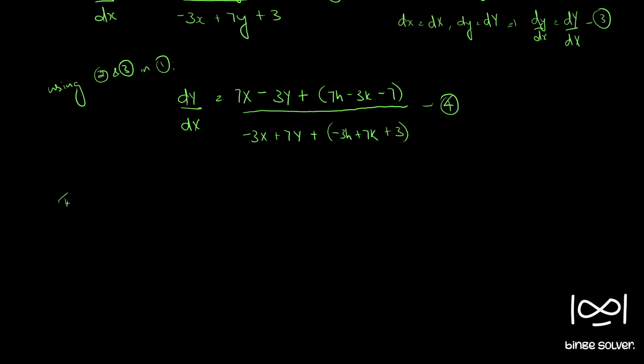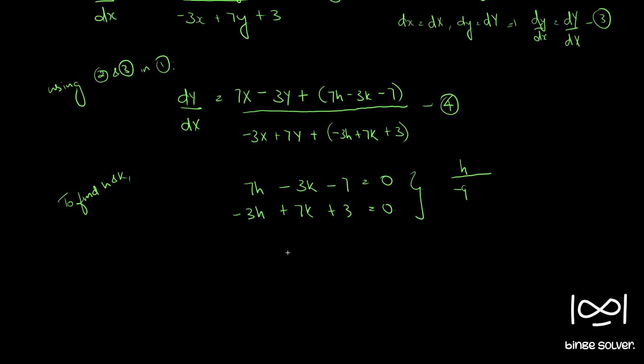So to find h and k, we have -3h + 7k + 3 = 0. We have two variables and two equations. Solving, we have h by -3 × 3 = -9, -7 × 7 = 49, 49 equal to k by -7 × -3 = 21, -7 × 3.